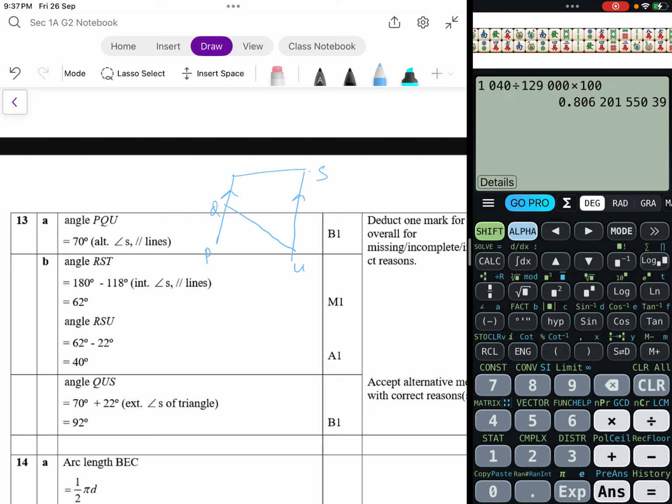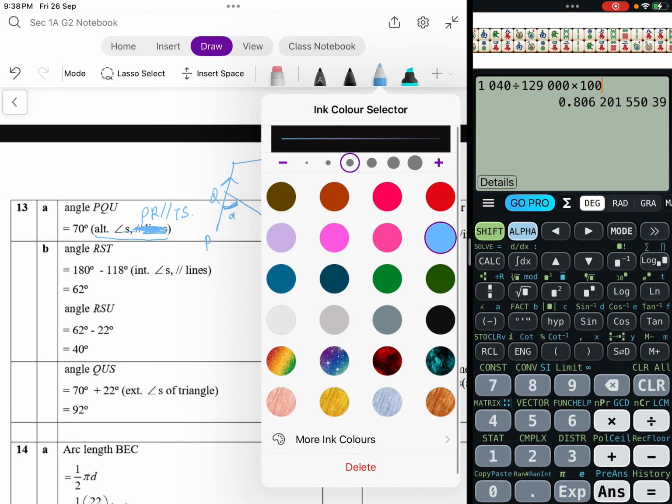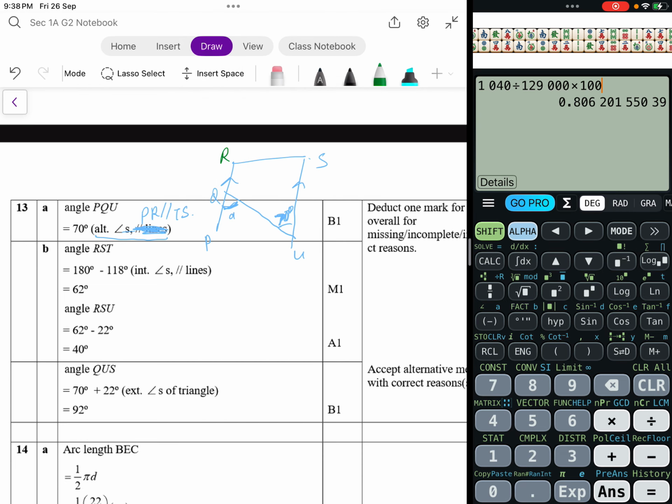So we use alternate angles. Here is 70. So PQU here is 70. Why? Because of alternate angles. You need to write PR is parallel to TS, alternate angles. Don't write it any other way. Write PR is parallel to TS, alternate angles. Okay, angle RST. So RST would be, T is here.